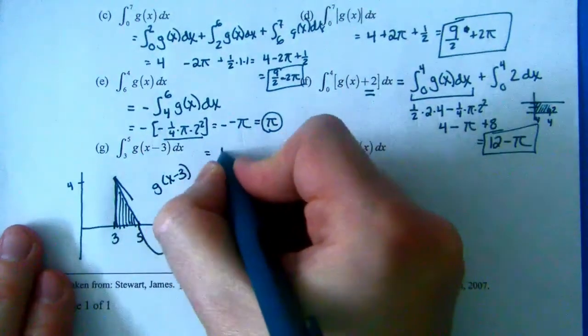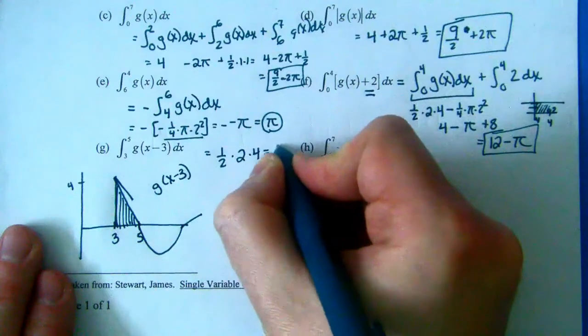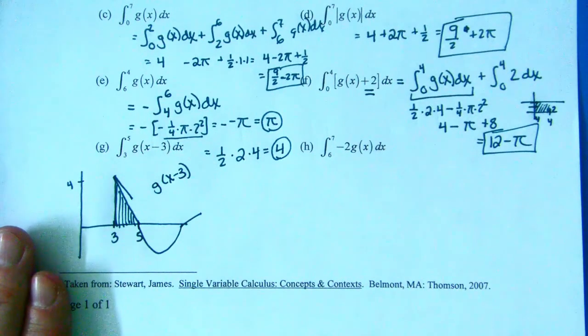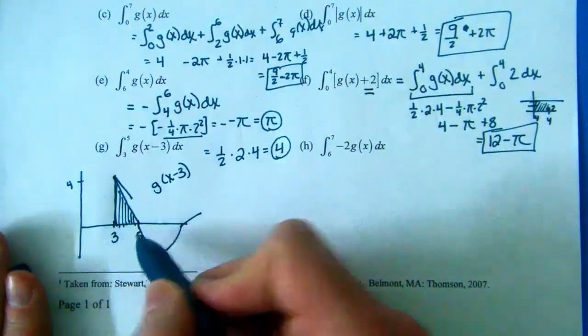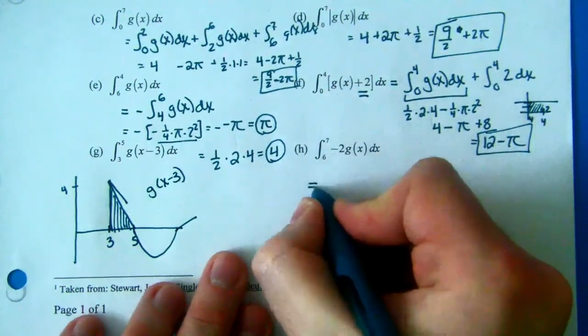This is just going to be 1/2 times 2 times 4. You're just going to get 4 out of this, because it's the same graph that we had, just moved 3 to the right. So rather than integrating the original from 0 to 2, I can integrate the one moved to the right from 3 to 5.